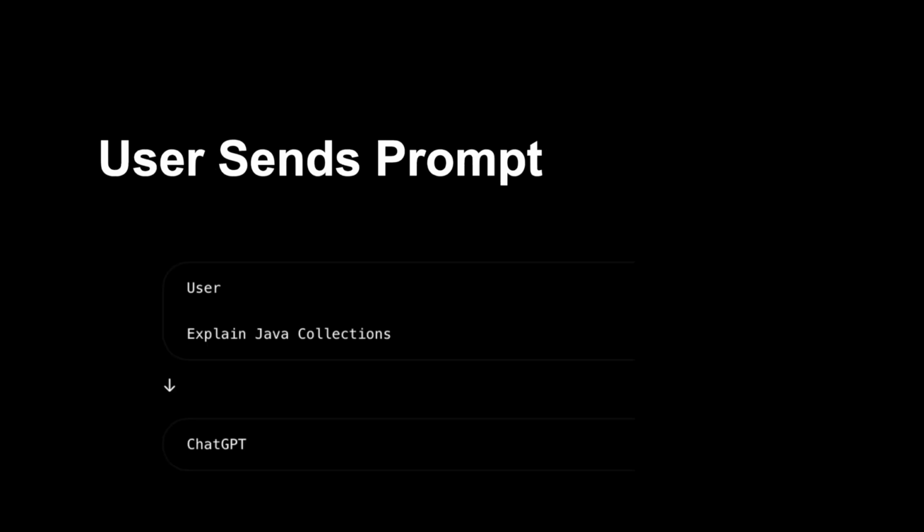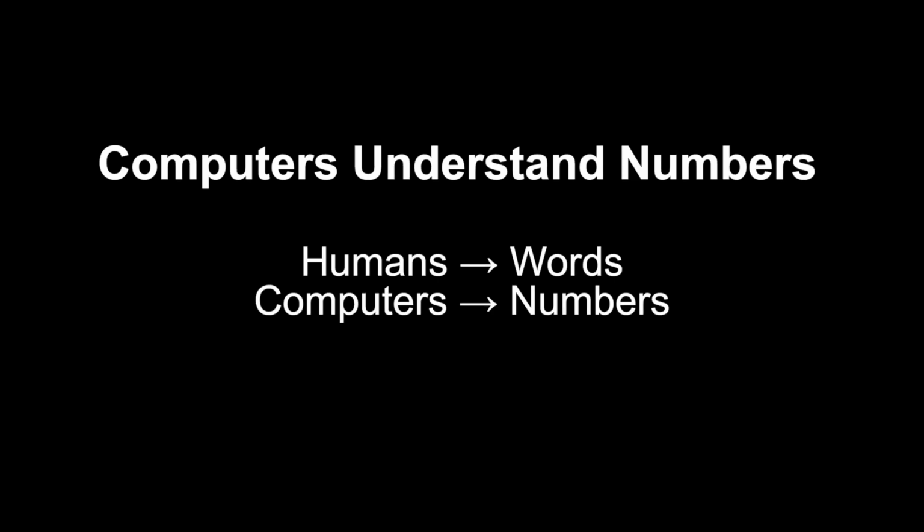Let's start with a simple prompt. Explain Java collections. When you press enter, ChatGPT does not immediately understand English like humans do. The first thing it does is convert your text into a format computers understand. Humans understand language, computers understand numbers. So before any AI processing begins, text must be converted into numbers.